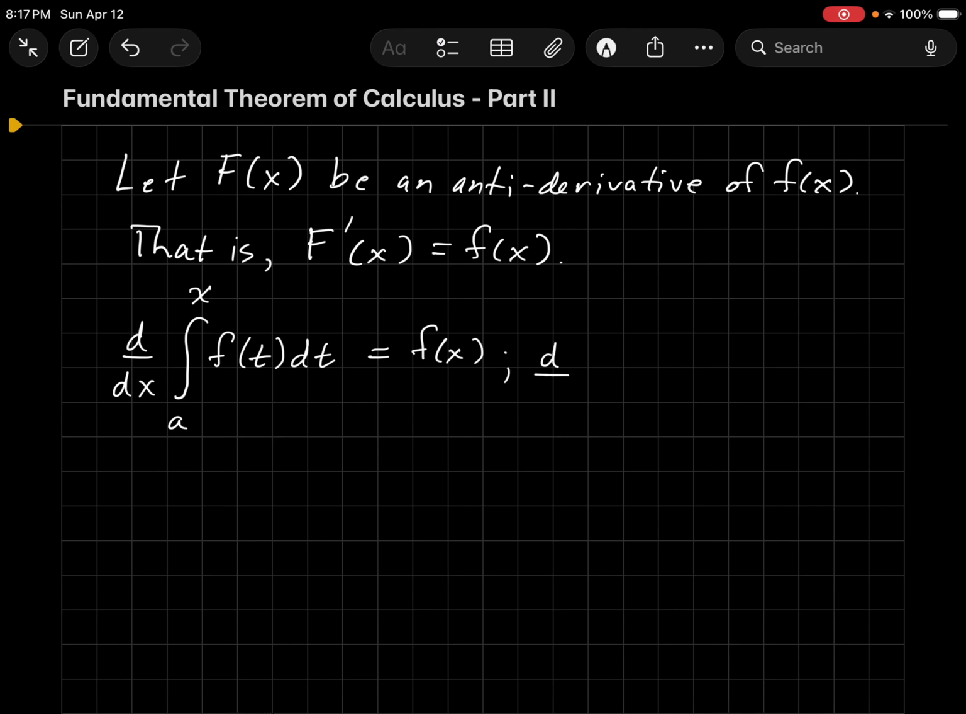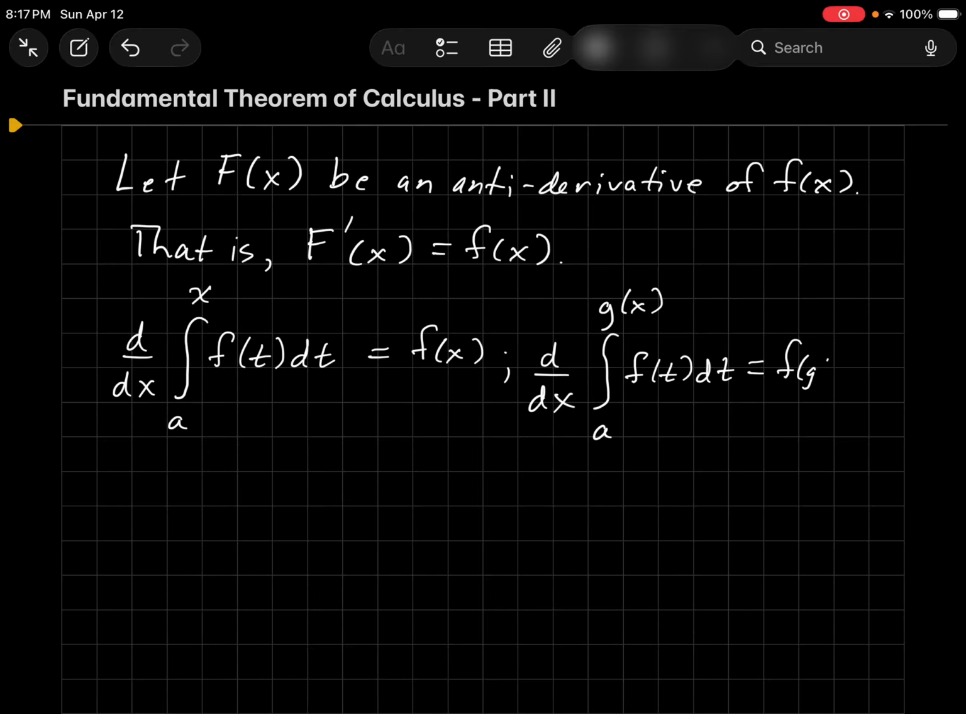Or, what if we did the derivative with respect to x of the integral from some number a to a function g of x of f of t dt? Then this equals f of g of x times g prime of x. I'm going to show the proof for both of these, and then we're going to see how to use this when we actually do problems. This is called the Fundamental Theorem of Calculus. I call it Part 2 because I personally teach it second.